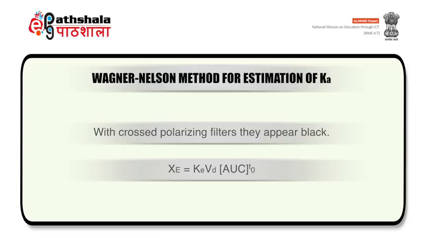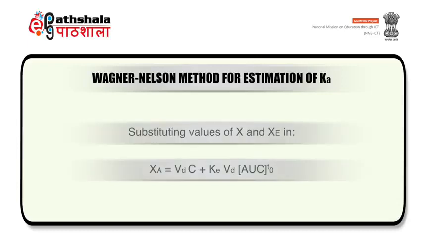We have seen already this equation where the amount of drug eliminated is equal to the product of the elimination rate constant Ke, the apparent volume of distribution, and the area under the curve from time 0 to t. On substituting these values, we get the equation where Xa, the amount being absorbed, is equal to the apparent volume of distribution and plasma concentration at any time C, plus the elimination rate constant, the apparent volume of distribution, and the area under the curve from time 0 to t.